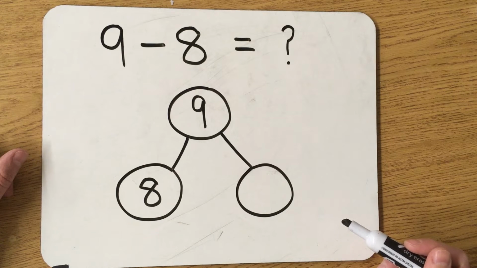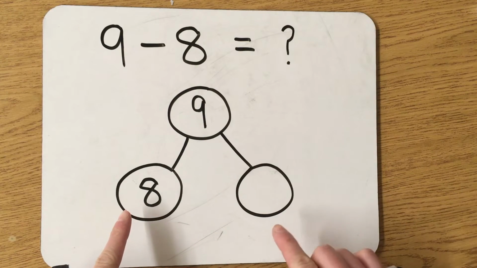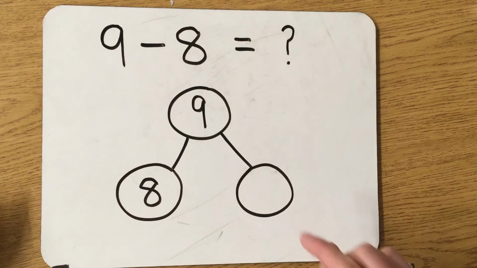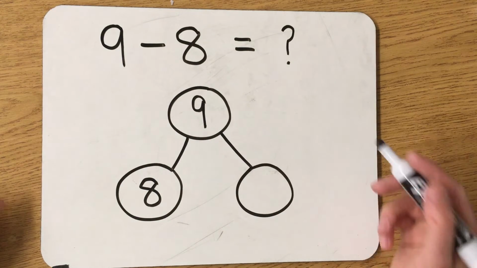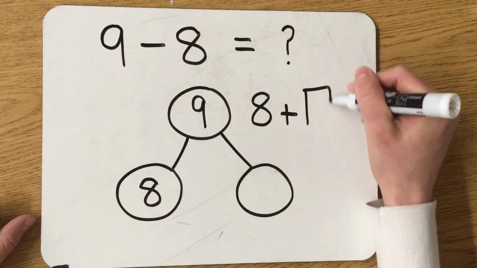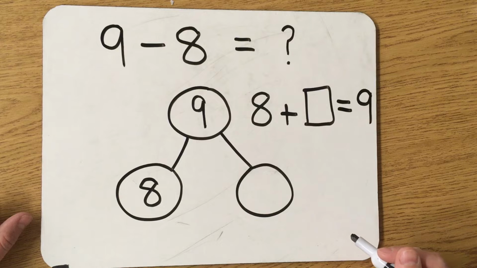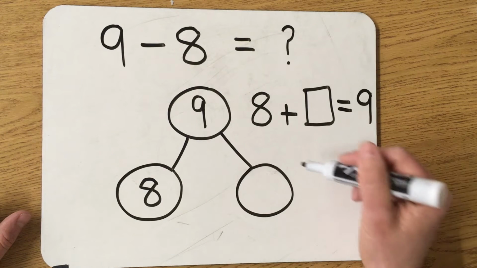So let's use addition to help us. Using addition can help us find the answer in subtraction equations. You might have an easier time thinking about part plus part equals whole group, and that can help you determine the missing number. Part plus part equals the whole group. 8 plus something equals 9.